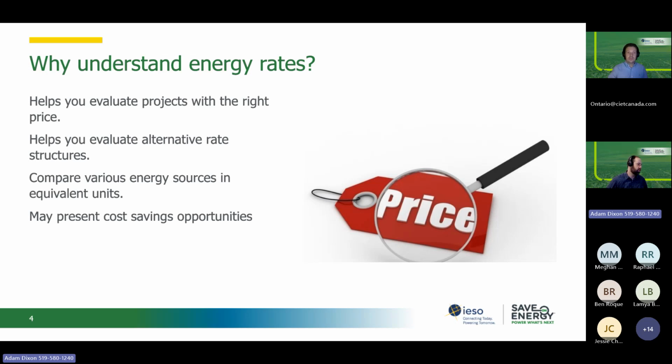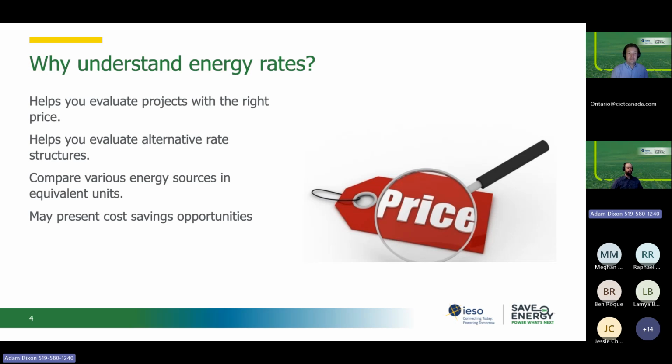You want to actually use the price of the next kilowatt hour that you're going to use, or not use, and then use that to evaluate your price. And depending on what rate structure you're on, that can be vastly different. That can range from 2 cents a kilowatt hour up until 28 cents a kilowatt hour, depending on how you are billed. So, help you evaluate alternative rate structures.